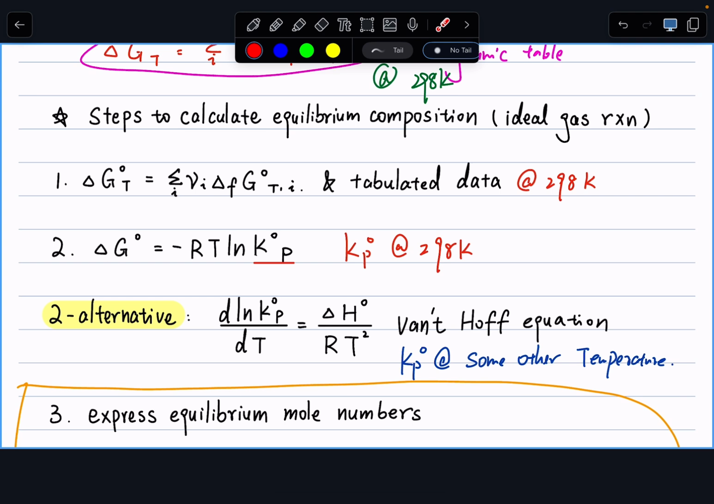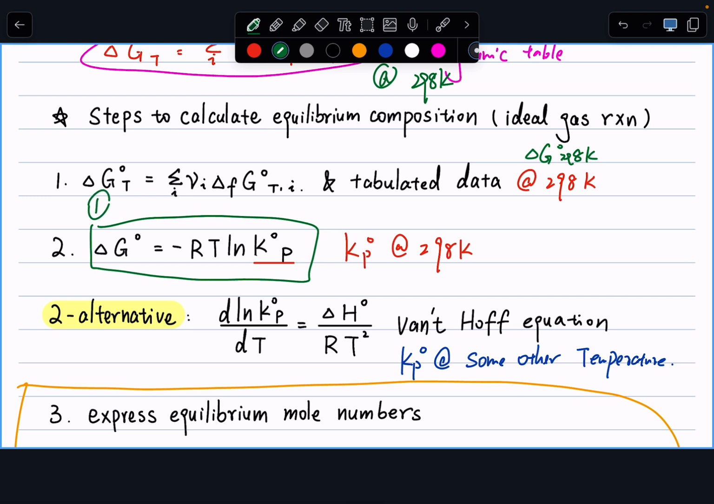In this case, you'll first do the tabulated data. Use the tabulated data to find the delta G naught at 298 Kelvin. Then we can use this equation once to get my Kp naught, my standard equilibrium constant at 298 Kelvin. So use this equation once to translate the delta G of the reaction at 298 into the equilibrium constant of the reaction at 298.